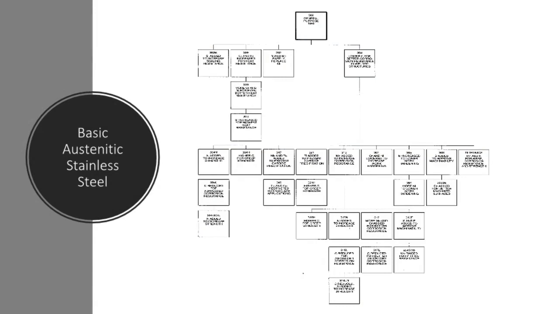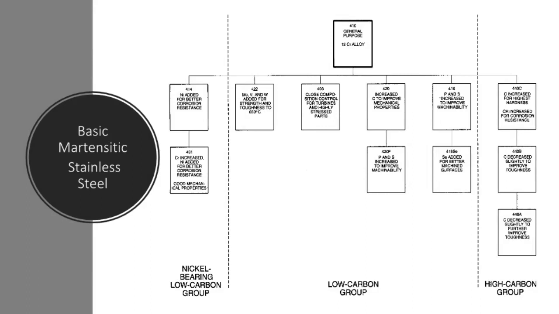The three basic types of stainless steel. Martensitic contains 1% carbon, so it can be hardened by heating to a high temperature and quenching in oil or air. Cutlery is made from this type. Identified by the 400 series of numbers.